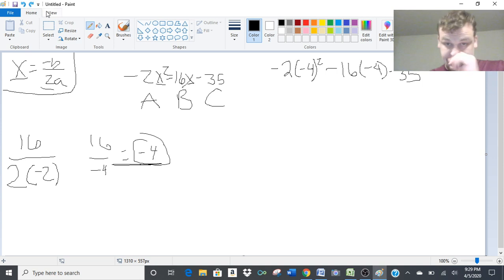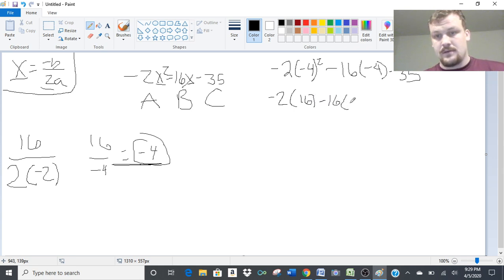But anyway, we've plugged in the numbers. Remember, think of order of operations. So let's do the exponent first. Negative 4 squared, negative 4 times negative 4, gives you a positive 16. So we're going to do negative 2 times 16, minus 16 times negative 4, minus 35.